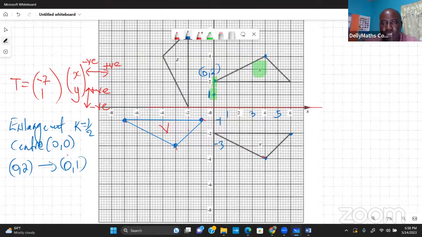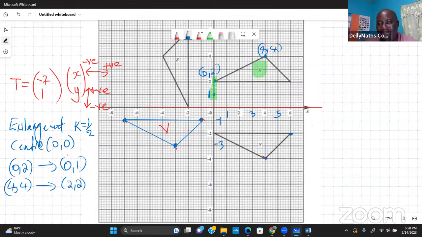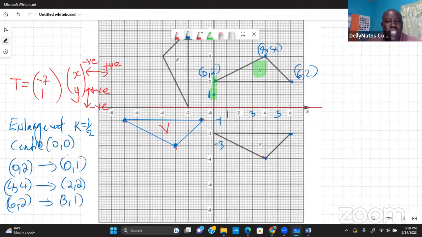That is extra information that we're using today. Now, 4, 4, see here? Anybody want to tell me what that becomes now? 4, 4 become what? 2, 2. Exactly. And then lastly, 6, 2. Anybody want to tell me what 6, 2 become? 3, 1. So let's plot those. 2, 2 right here. 3, 1 right here. So you could see the thing being minimized already. We're seeing the diminished state of the thing.